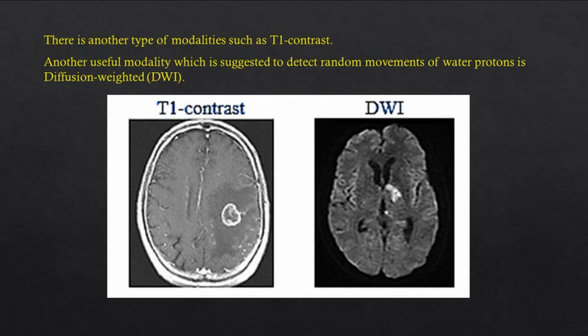There is another type of modality such as T1 contrast images. This image can be obtained after injecting a contrast agent such as gadolinium. This type of images can show us tumor regions exactly since the contrast agent circulates around those regions. Another useful modality, which is suggested to detect random movements of water protons, is diffusion weighted images. Considering water movements in extracellular space, this type of images can provide valuable information about acute stroke which happens in ischemic brain tissues.